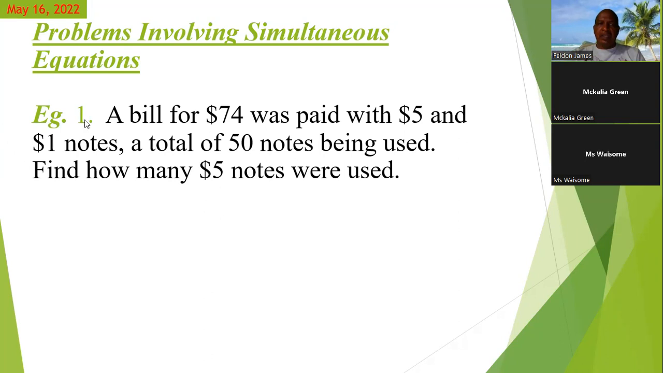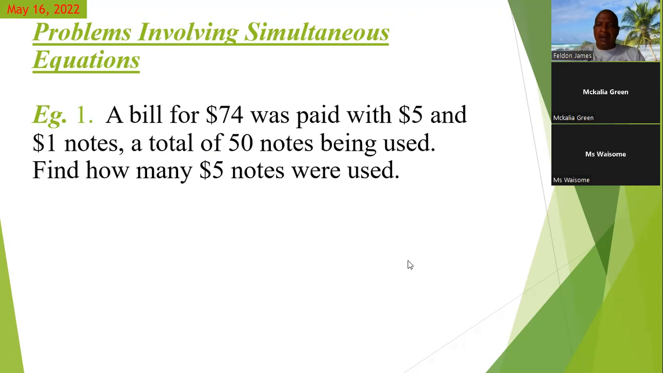All right, so this example is saying a bill for $74 was paid with $5 notes and $1 notes. A total of 50 notes were being used. Find how many $5 notes were used.